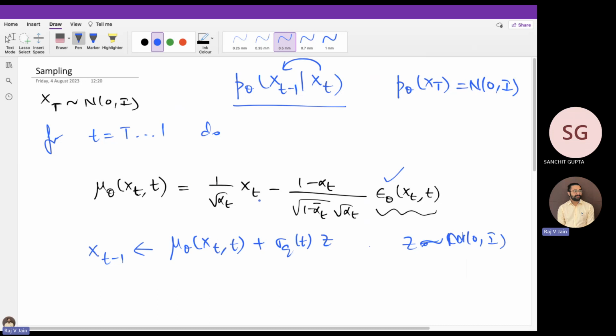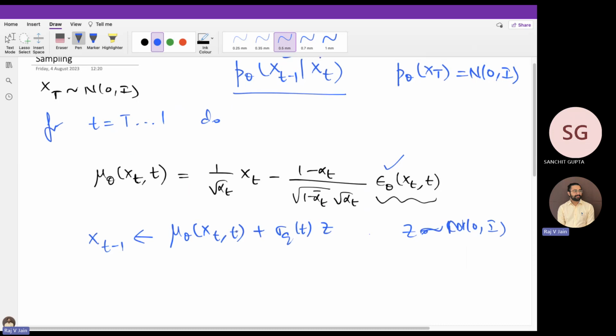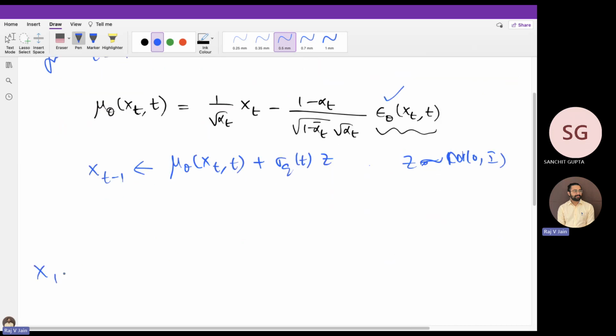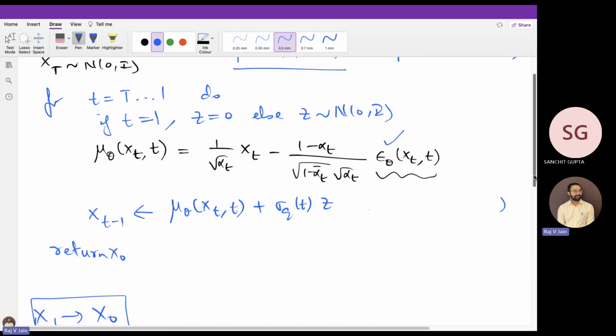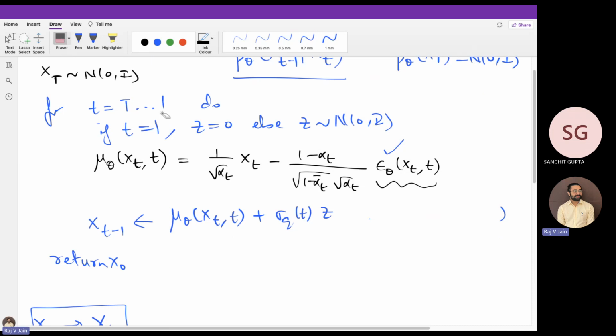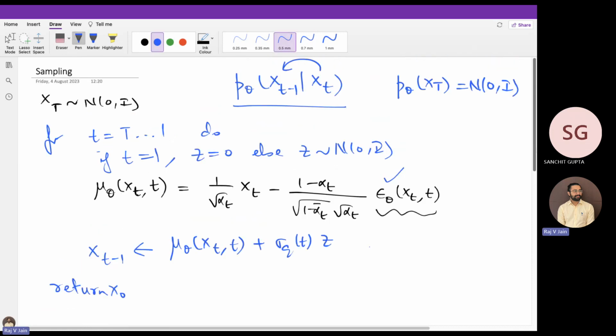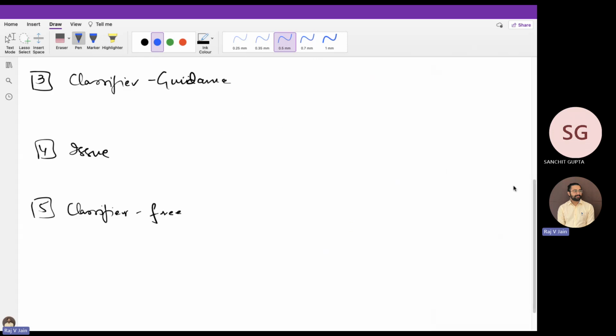Now, one catch here is from x1 to x0: they don't add this noise at all. So if t is equal to 1, then z is set to 0, else z is sampled from this Gaussian distribution. This is the final sampling process. After t equal to 1, you will get x0, and you just return x0. That's the idea. Is this clear? Ideally, you should be able to implement diffusion models also. So you can try to beat the DALL-E models that we have.